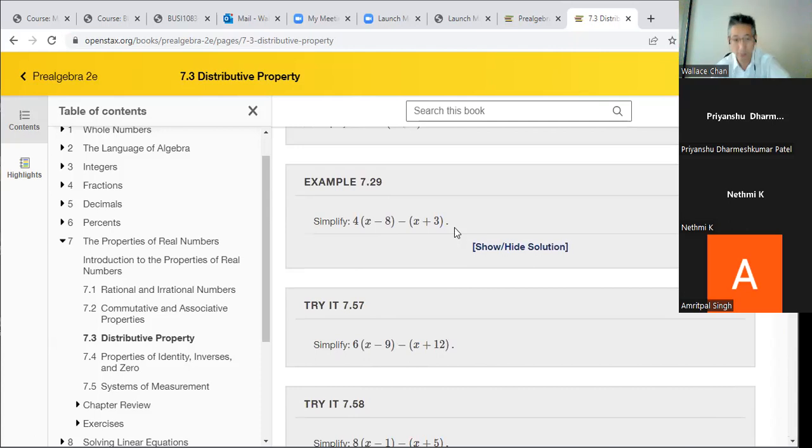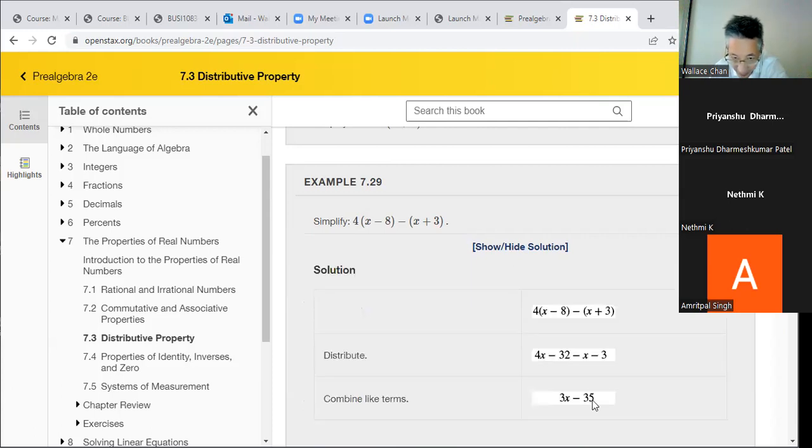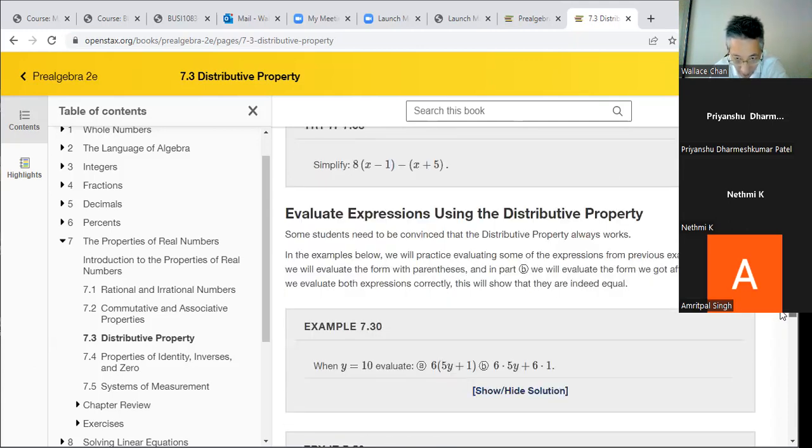Okay, let's see if you can do this one. Be careful, okay? It's easy to make mistakes. 3x minus 35. Very good. How about the rest of you? Got it? Okay.